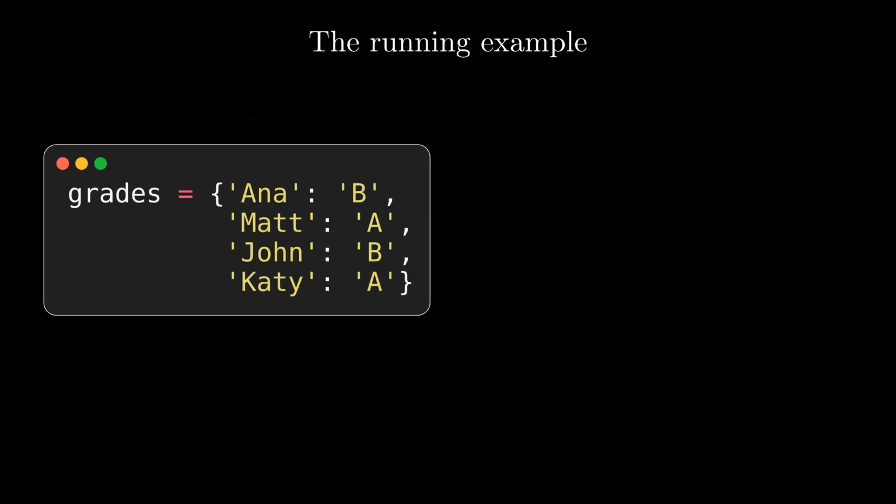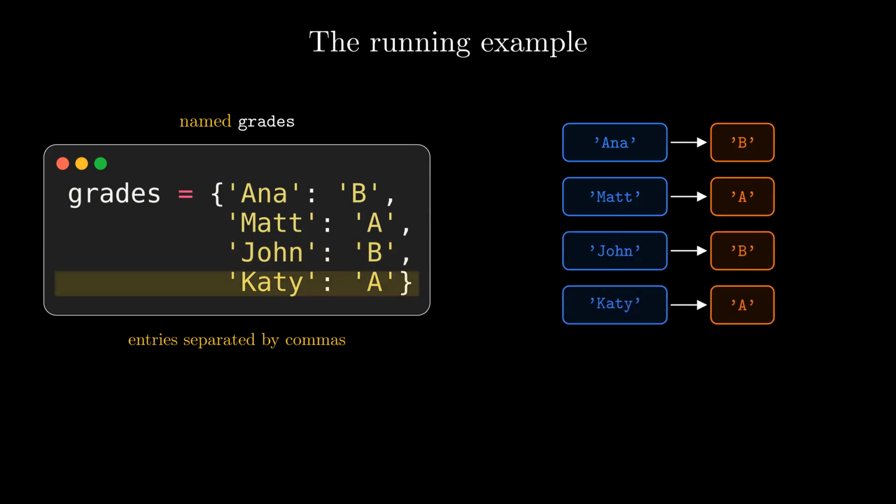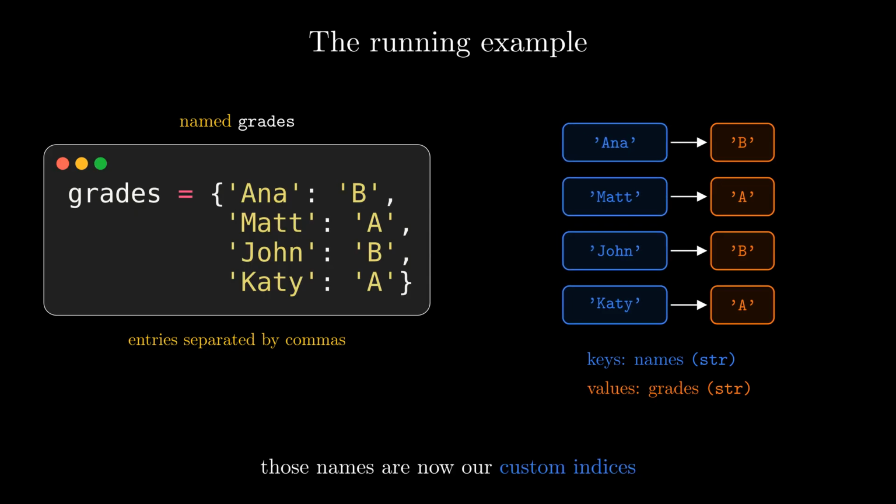Here's the example we'll carry through the rest of the video. A dictionary named grades with 4 entries, each separated by a comma. It maps Anna to a B, Matt to an A, John to a B, and Katie to an A. The keys are strings, student names, and the values are strings too, their letter grades. Those names are now our custom indices.